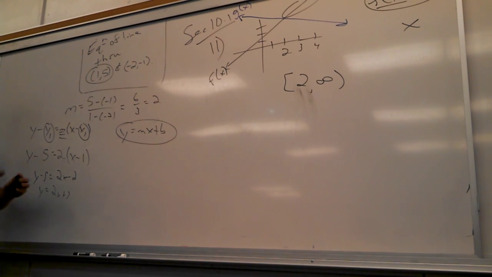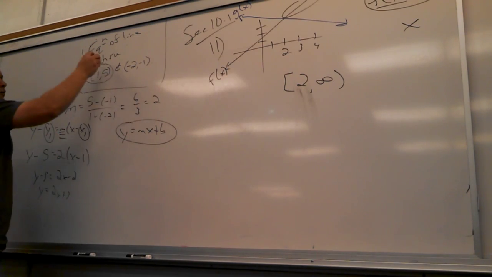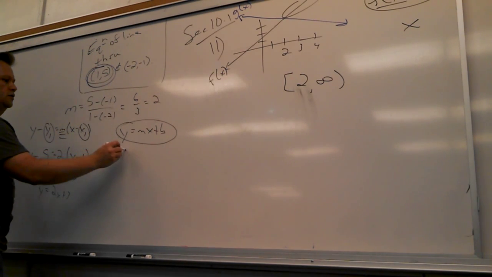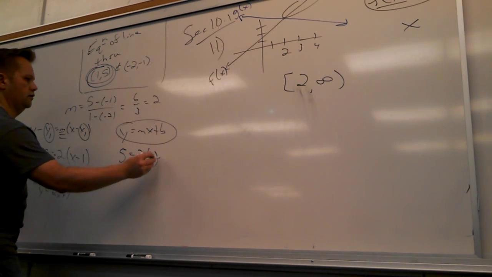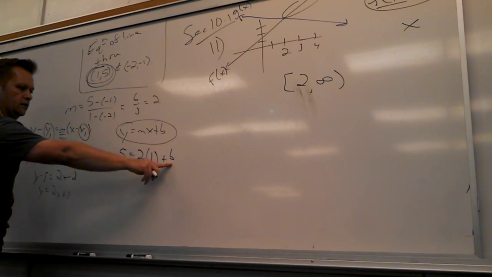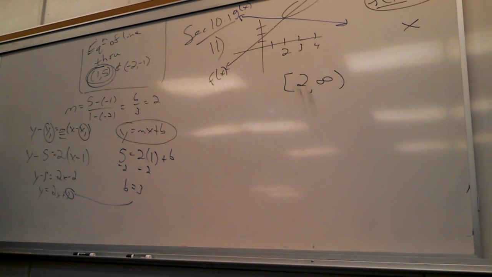Real quick, just to show you in case you've never seen this, I could use y equals mx plus b. Let's use the same point. So y is 5 when x is 1. Now solve for b: 5 minus 2 is 3, so b is 3. Bam, right? So the answer is y equals 2x plus 3. Yep, that's the equation of the line. You with me so far? Yes, sir. That should sound very familiar.